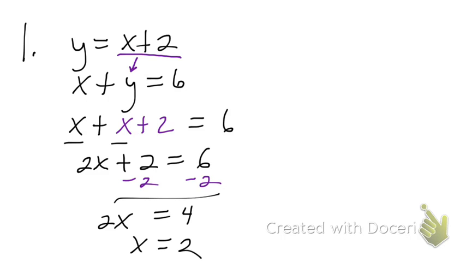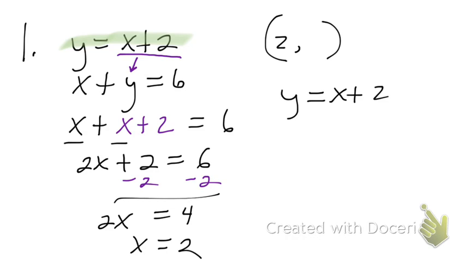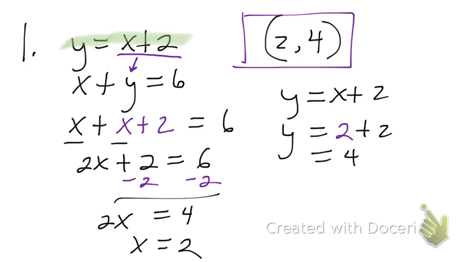Well, remember, most of the time when we solve a system of equations, we're going to get a point. So our point has an x value of 2. Now to find the y value, we want to use our equation that's been solved for y. So let's do that. We've got y equals x plus 2, and we know that x is 2. So y will equal 4 when x equals 2. Which means our solution is the point (2, 4).